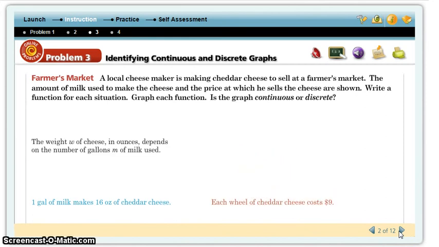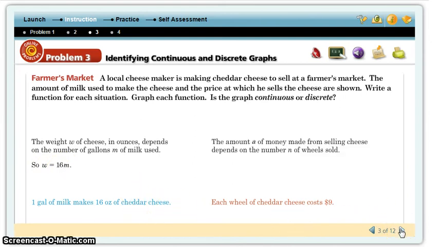The weight, W, of cheese in ounces depends on the number of gallons, M, of milk used. So W equals 16 times M. Now, it's not necessary for you to write every single thing that she says and every single thing that you see on the screen. You've got to write what's going to help you to identify continuous and discrete, write these functions and graph them. So you may just need to know that 1 gallon of milk makes 16 ounces of cheddar cheese. So the weight of cheese depends on the number of gallons. That's your independent and dependent variables there.